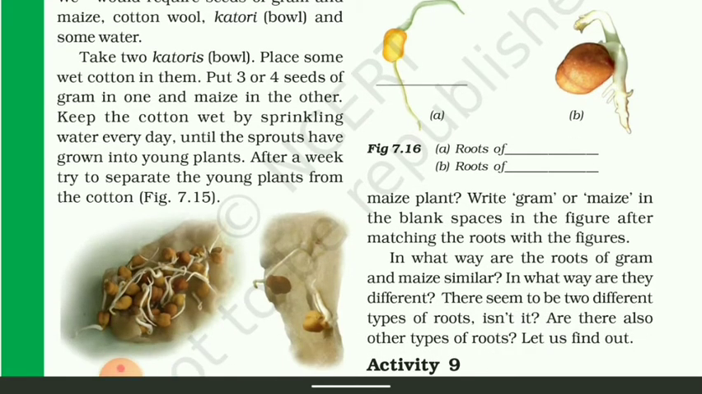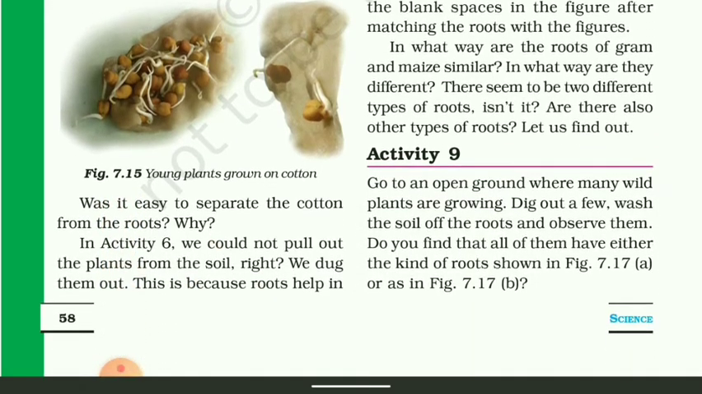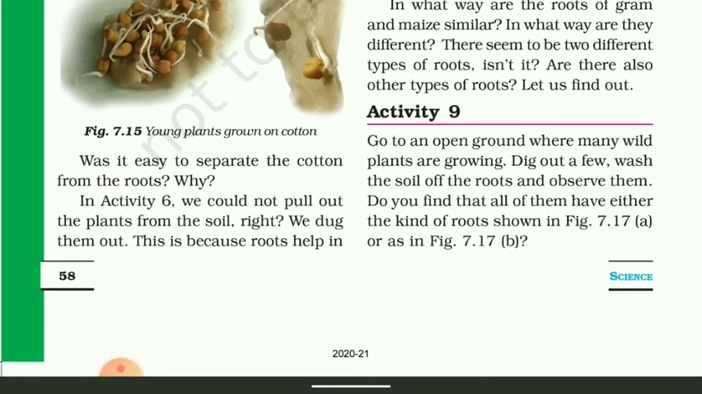Take two katori bowls, place some wet cotton in them, put 3 or 4 seeds of gram in one and maize in the other. Keep the cotton wet by sprinkling water every day until the sprouts have grown into young plants. After a week, try to separate the young plants from the cotton. Was it easy to separate the cotton from the roots? Why?